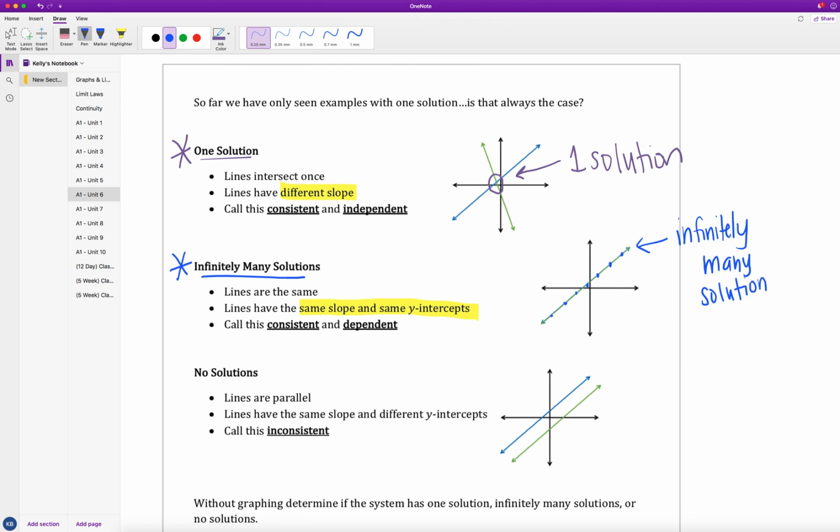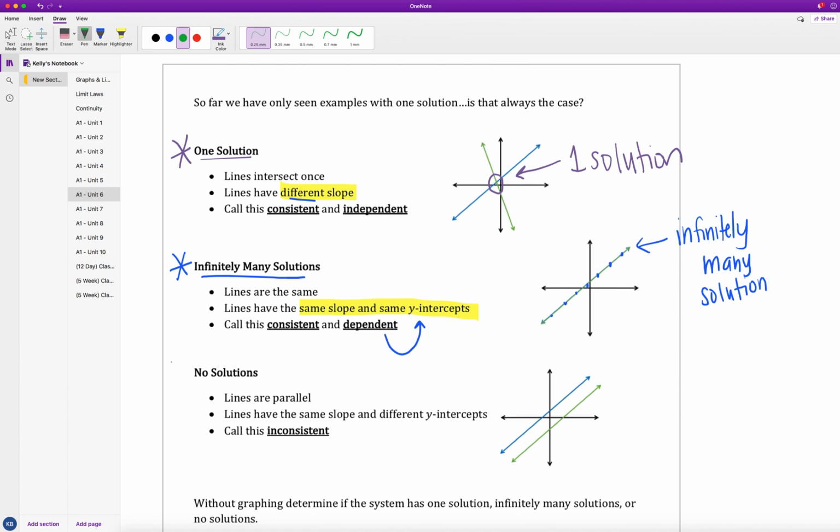A little bit more fancier of a word is we would call this consistent because there's still a solution. So both one solution and infinitely many solutions are called consistent because that means we have a solution. But this is called consistent and dependent because ultimately they depend on one another because they are the exact same line. Versus in one solution, they're called consistent and independent because they're 2 different lines and they have nothing to do with each other since they have different slopes.